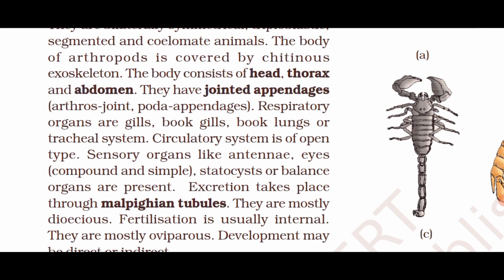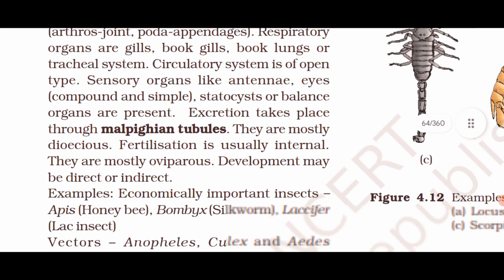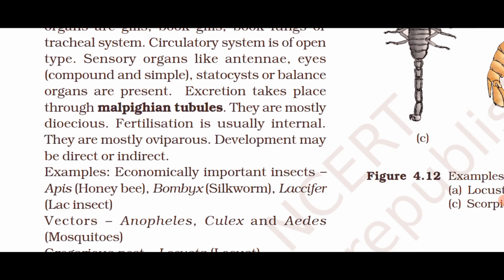Respiratory organs are gills, book gills, book lungs, or tracheal system. Circulatory system is of open type. Sensory organs like antennae, eyes, compound and simple, and statocysts or balance organs are present. Excretion takes place through Malpighian tubules. They are mostly dioecious. Fertilization is usually internal. They are mostly oviparous. Development may be direct or indirect.